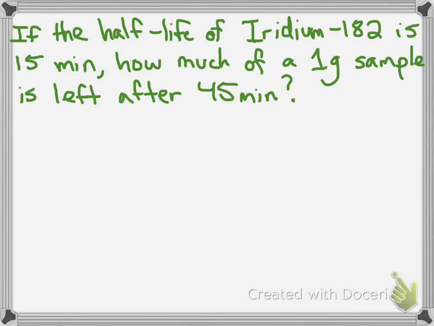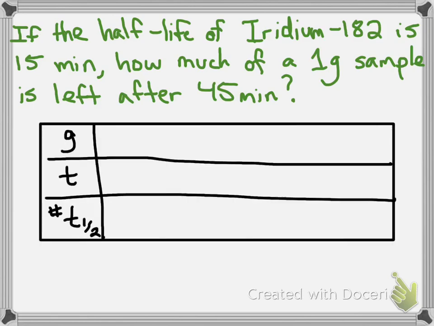Our first problem says, if the half-life of iridium-182 is 15 minutes, how much of a 1 gram sample is left after 45 minutes? In order to do this, we're going to create a table that has our original amount, the time, and the number of half-lives. The original amount I'm going to call grams because that's the mass of my sample. My time I'm abbreviating as T, in minutes for this problem. And T 1/2 means half-lives, so I need to know how many half-lives have passed.